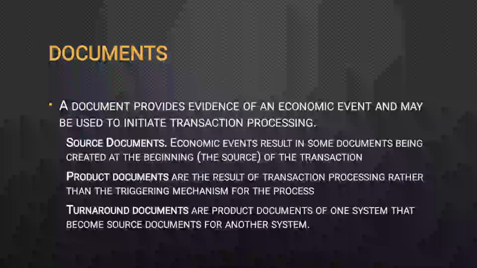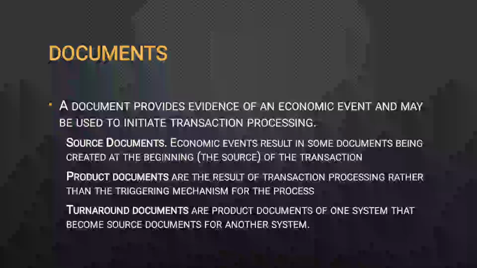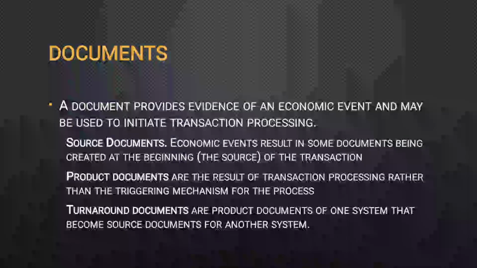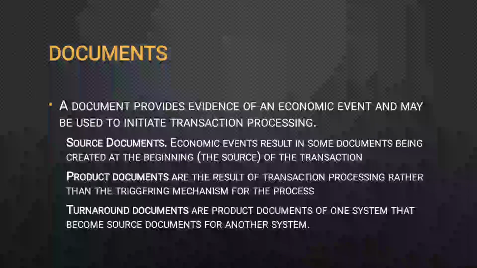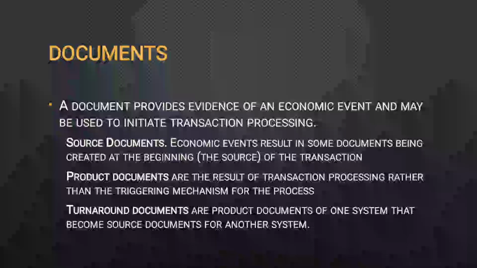So, documents. A document provides evidence of an economic event and may be used to initiate transaction processing. So, yung document is a record of events. So, merong 3 types of documents. Ito yung source documents, product documents, and turnaround documents. So, yung first is source documents. Economic events result in some documents being created at the beginning, the source of the transaction.